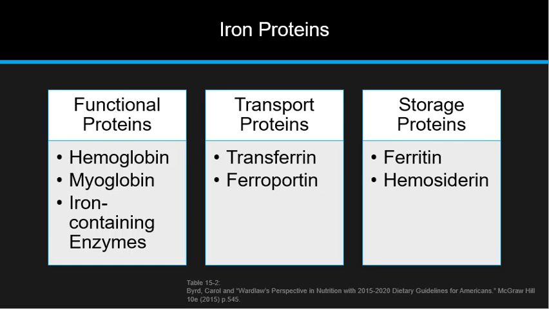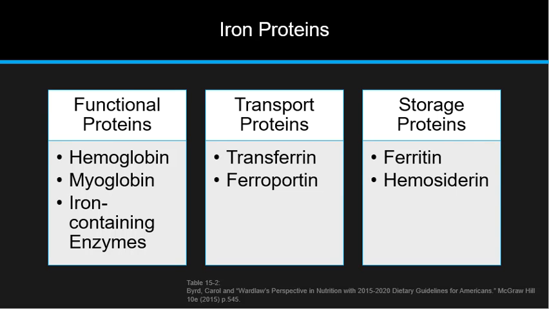Alright, so some iron proteins. We talked a little bit about the functional proteins, but hemoglobin is a major component of our red blood cells, and like we said, it helps transport oxygen and carbon dioxide. It has 4 different binding sites for oxygen, so it can carry a good amount of oxygen. And myoglobin is pretty similar, but myoglobin is just in the muscles, and it carries 1 oxygen molecule though. And iron-containing enzymes, we'll talk a little bit about those. Conatase is the major one.